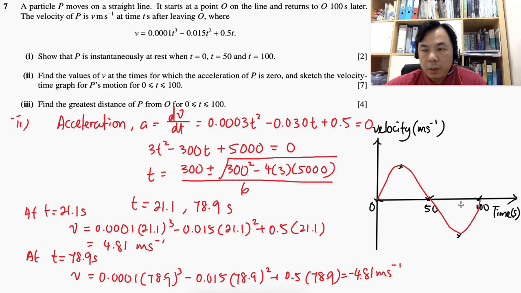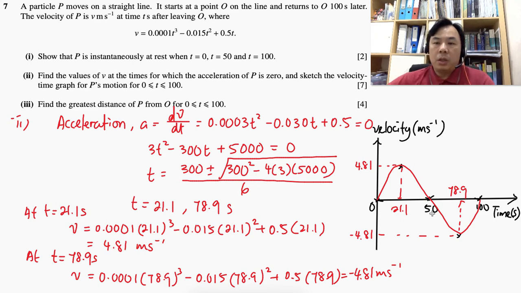Alright, so this part here refers to 21.1, and this part refers to 78.9 there. Alright, so I hope that is clear. And then at this point, its velocity, you may want to show that this is actually 4.81 here. This part will be negative 4.81. This is where it changes direction. Right, so I hope you are clear on the second part of this question.